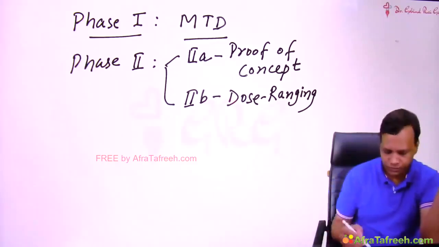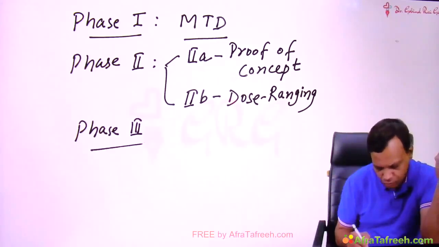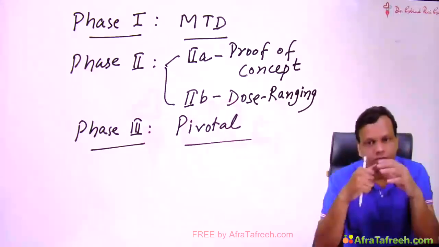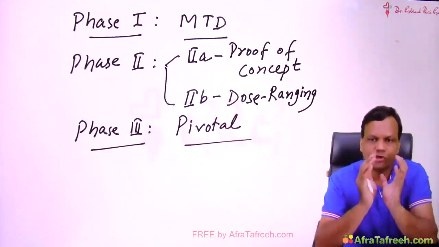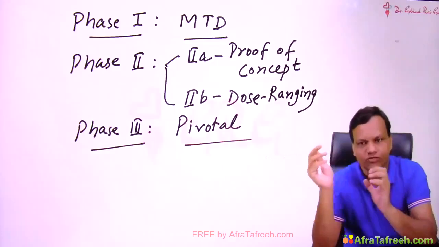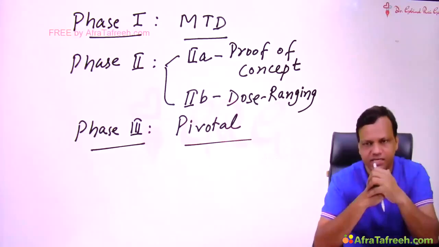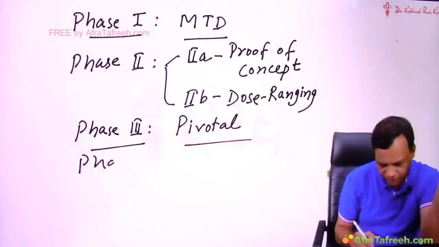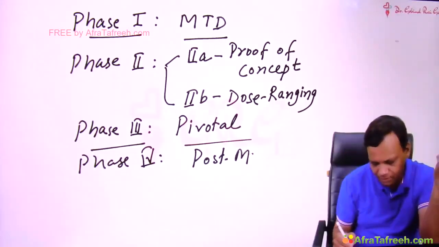Okay? So that is phase 2. Then phase 3, which is done in a large number of patients, thousands of patients. The other name of that is pivotal trials. Phase 3 are called pivotal clinical trials. They play the pivotal role in the approval of a drug, so they are the confirmatory studies. So these are the different names of phase 1, 2 and 3. And phase 4 we all know, it is after the marketing of a drug. So they are called post-marketing studies.